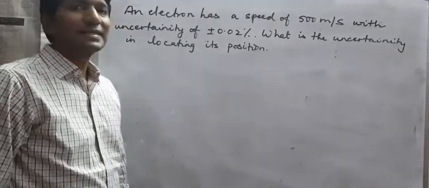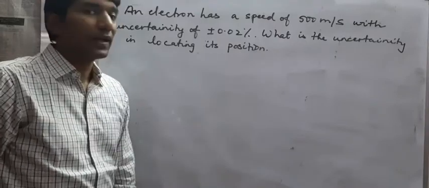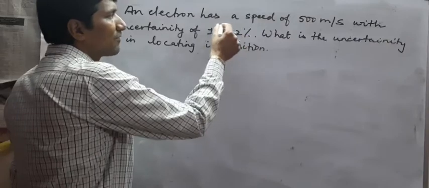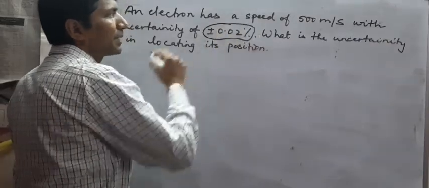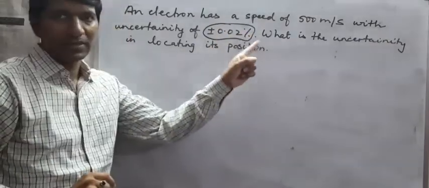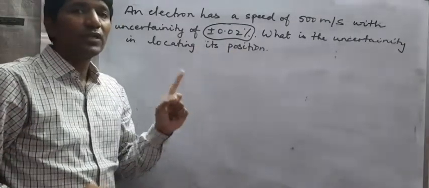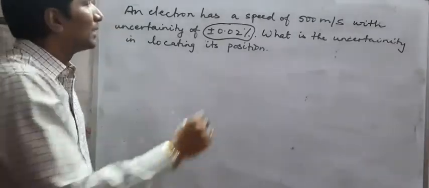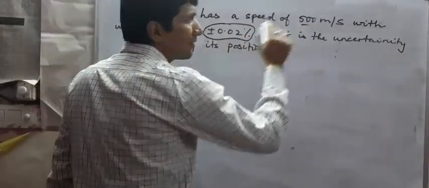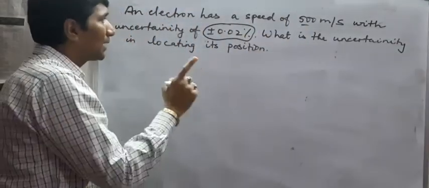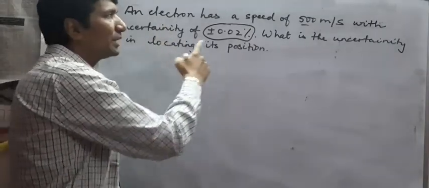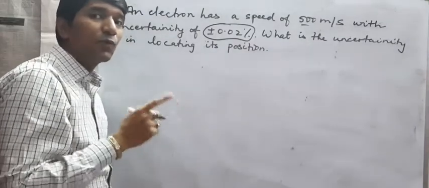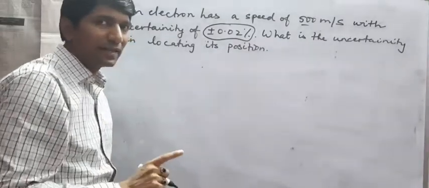Now this is the second variety of question where you will have the uncertainty given in terms of percentage for that particular aspect, which is velocity. Okay. Now here what you need to do is you need to put in an extra step of calculation. How? The speed has been given as 500 meters per second, but the uncertainty is only of 0.02%. So we have to actually place the uncertainty in the velocity.